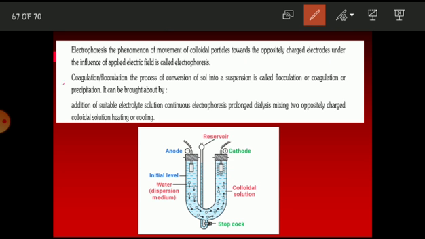Next one, coagulation. So coagulation is nothing but precipitation. Coagulation is nothing but what? Precipitation. The process of conversion of sol into suspension is called flocculation or coagulation. So when the colloidal solution gets converted into suspension, it is called flocculation or coagulation or precipitation. So you have to convert that colloidal solution, that is liquid, into semi-solid or solid, and that process is called coagulation or precipitation.